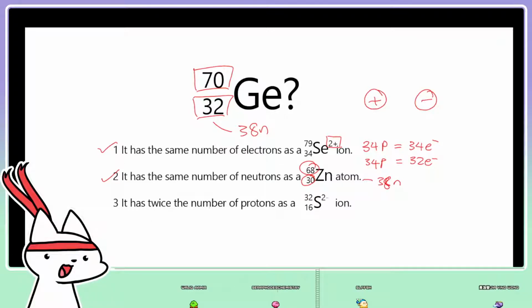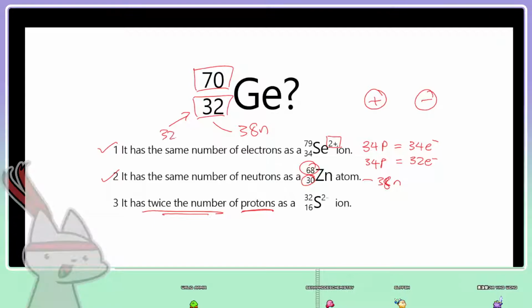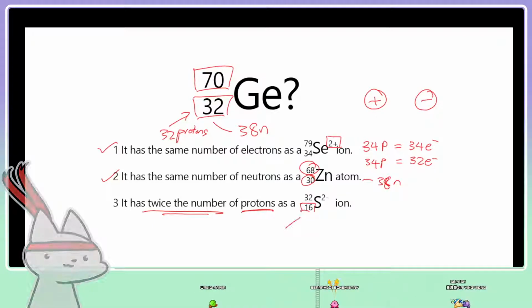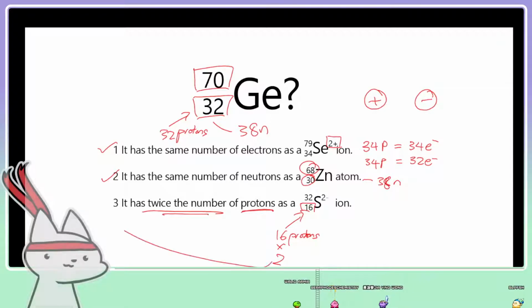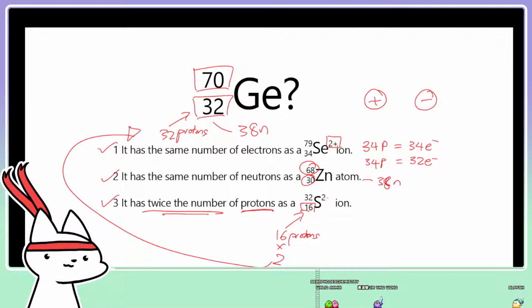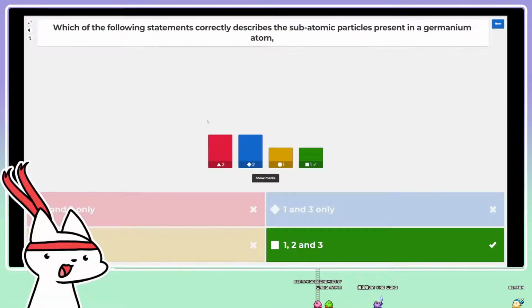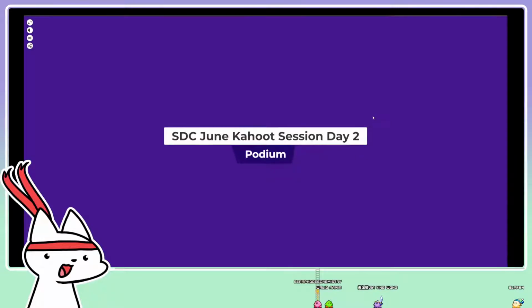Number 3, it has twice the number of protons. This has 32 protons, whereas this has 16 protons. So 16 protons times 2 is 32, twice the amount. So 3 will be correct as well. So it will be 1, 2, and 3. Okay, and I believe that will be the last question of the day.